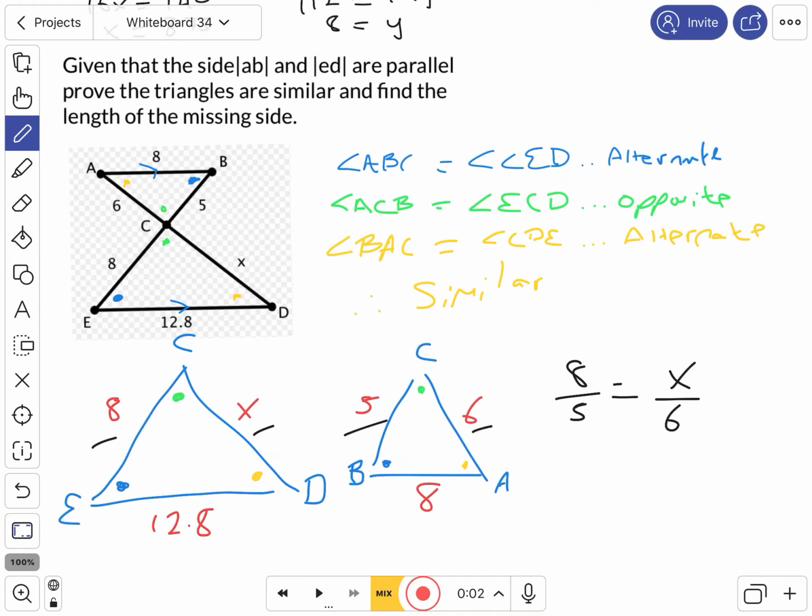I could have said 6 over 8 equals 5 over x. I could have said 12.8 over 8 equals x over 5. Loads of different options there. So this just happens to be one. I'm going to cross multiply. So 6 eighths are going to give me 48 is equal to 5x. Divide both sides by 5. So x comes out to be 9.6.